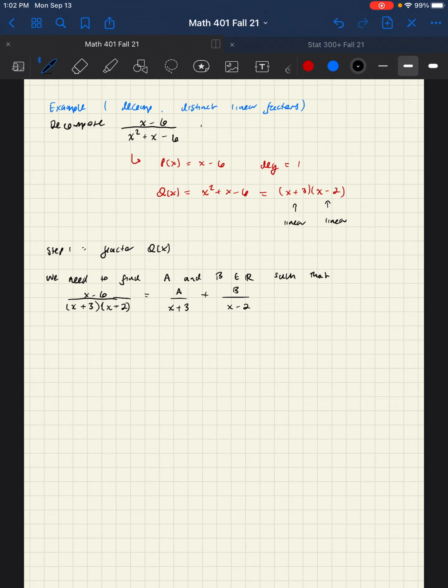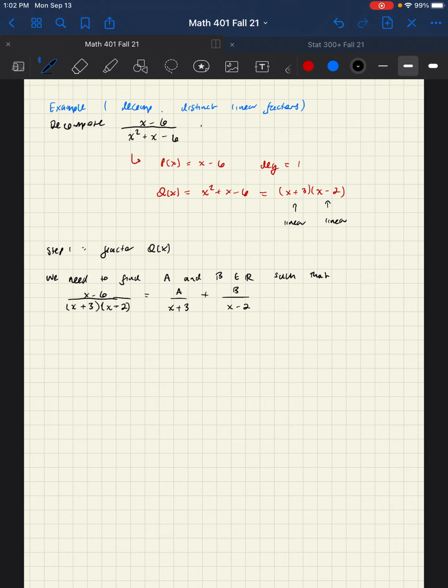And what this does is it's going to allow us to write out this fraction simpler. And then once we are concerned about integrating, then we'll find the integral. But for now, we need to find this capital A and capital B. Okay, so the question is, how do we do this?